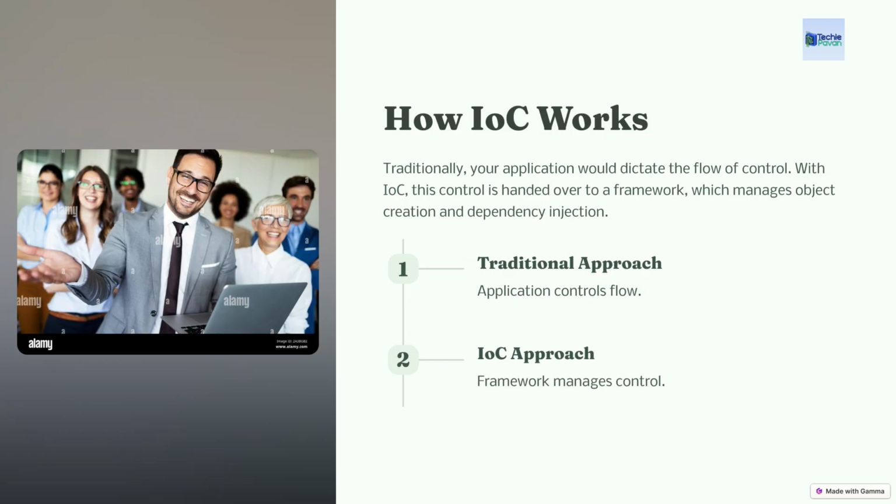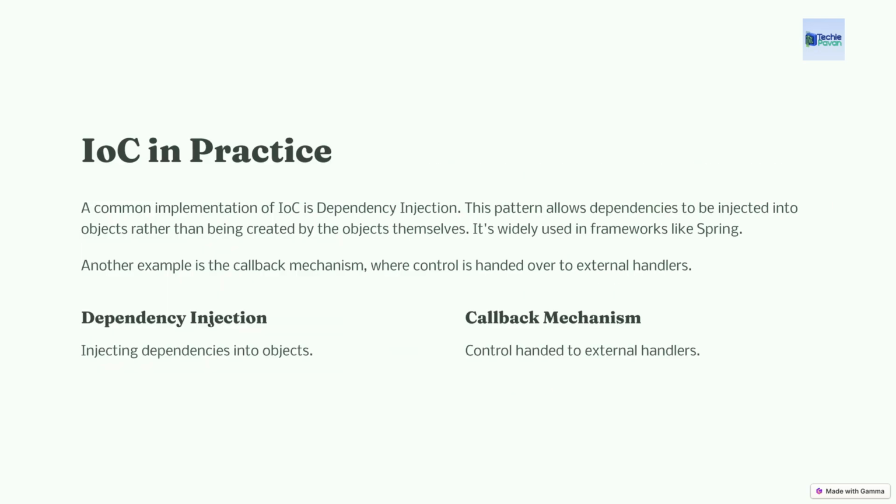Traditionally, applications dictate the flow of control. With IoC, this control is handed over to a framework, which manages object creation and dependency injection. A common implementation of IoC is dependency injection. This pattern allows dependencies to be injected into objects rather than being created by the objects themselves.